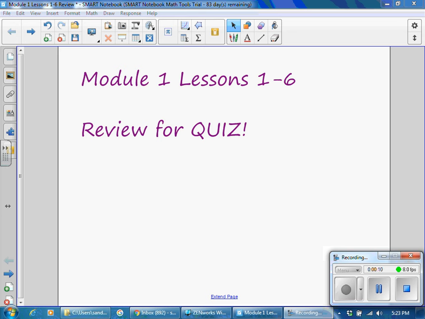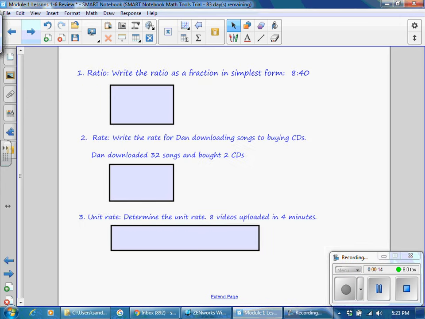You'll want to have out a piece of paper, a pencil, and a calculator. Question 1. Write the ratio as a fraction in simplest form. The ratio is 8 to 40. Pause the video and solve the problem.